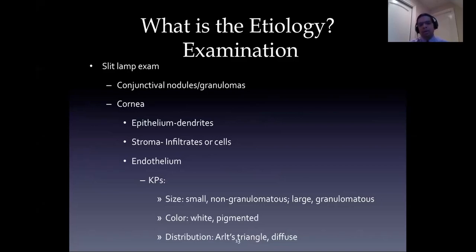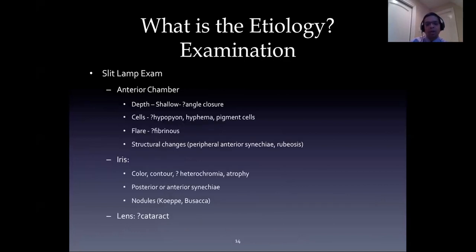And then at the slit lamp examination, look specifically at the conjunctiva for nodules or granulomas that might indicate sarcoidosis or TB. Corneal changes might indicate herpetic disease, such as epithelial disease or stromal infiltrates. Presence of KPs, their distribution, their size. If they're diffuse and small and dendritic, this may indicate Fuchs heterochromic iridocyclitis, or even perhaps cytomegalovirus retinitis posteriorly. What are the colors of the KPs? Pigmented KPs may indicate herpetic disease or old chronic inflammation.